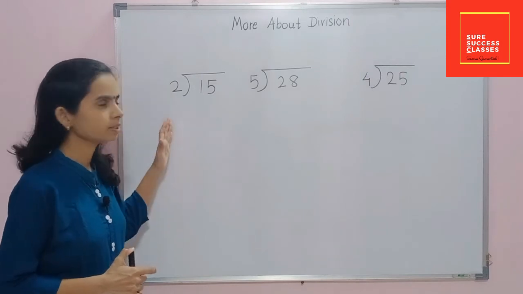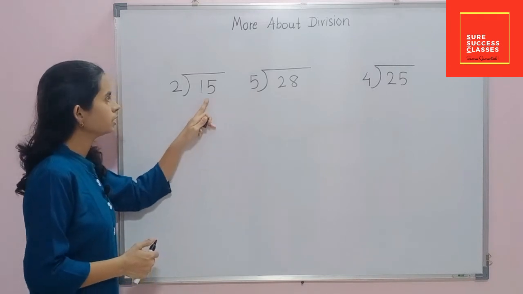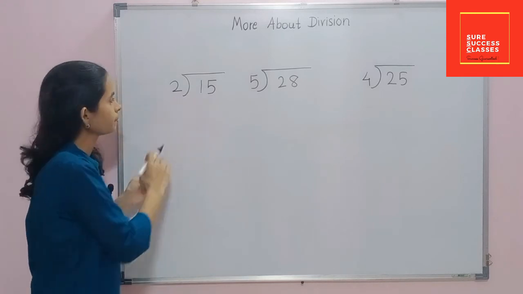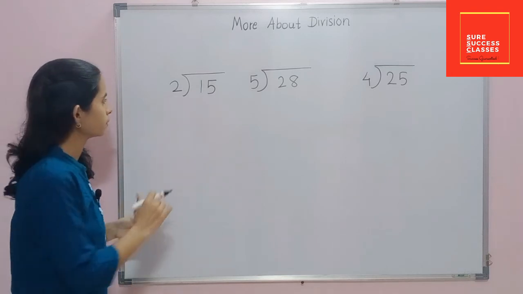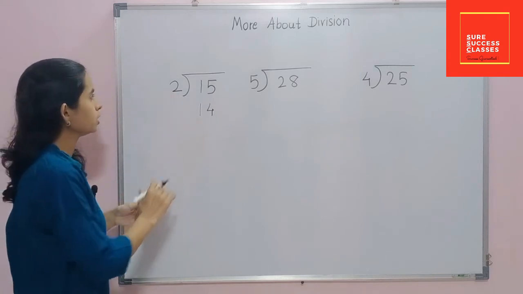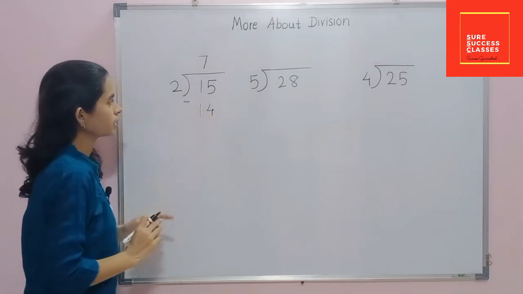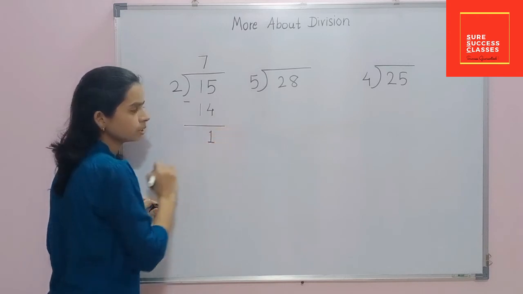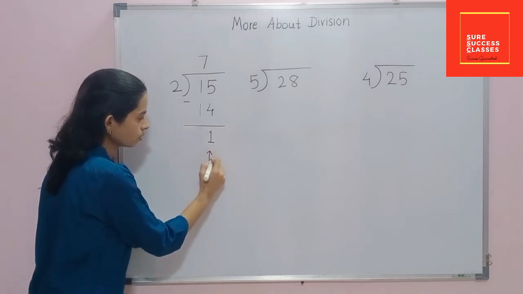Students, let's practice some examples to get familiar with remainder. The first example is 15 divided by 2. Here 15 is the dividend, 2 is the divisor. The nearest number to 15 in the table of 2 is 14. 2 sevens are 14. 7 is nothing but the quotient. Here we will subtract this 14 from 15. We will get 1. 1 is nothing but the remainder. So the remainder in this division is 1.